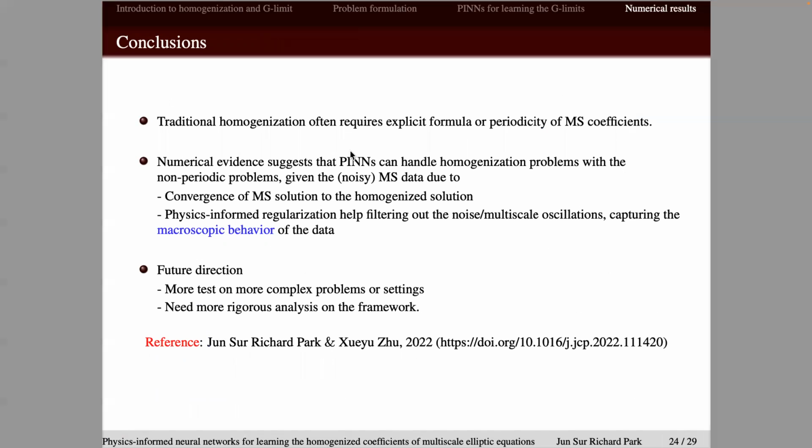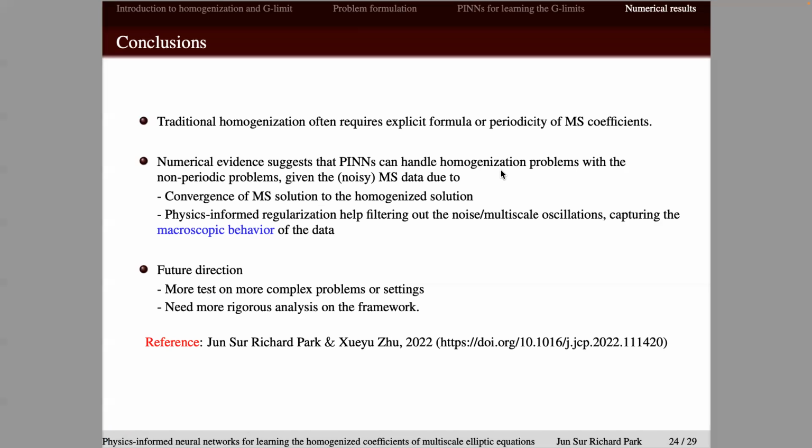So traditional homogenization often requires an explicit formula or periodicity of the multiscale coefficient. So traditional homogenization cannot handle cases where we have non-periodic or non-standard coefficients. That's the current limitation of traditional homogenization methods. So we developed this method using PINNs, and our numerical evidence suggests that our algorithm can handle homogenization problems with non-periodic or non-standard coefficients given noisy multiscale data.